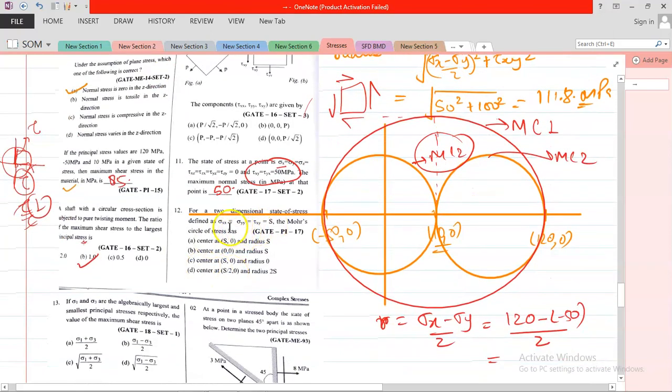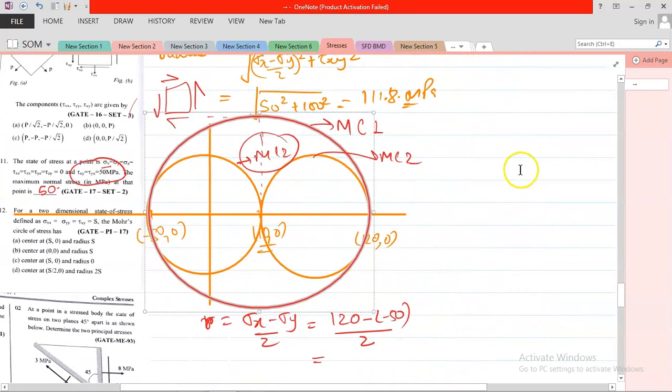Now sigma xx, sigma yy and tau xy are given, with the shear value S, and we need the Mohr circle of the stresses. So I want everyone to please tell me what the value is. This is a good question, and a very conceptual question. So let me put it here.